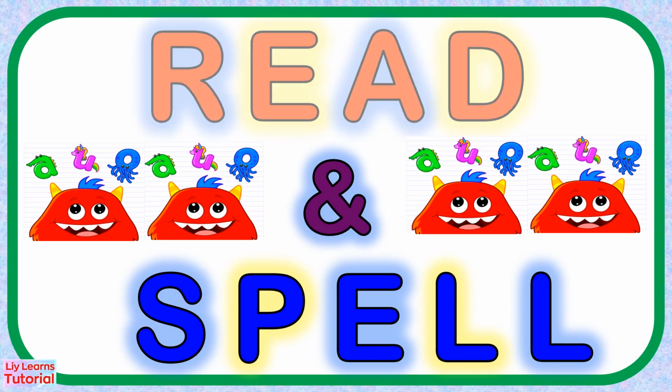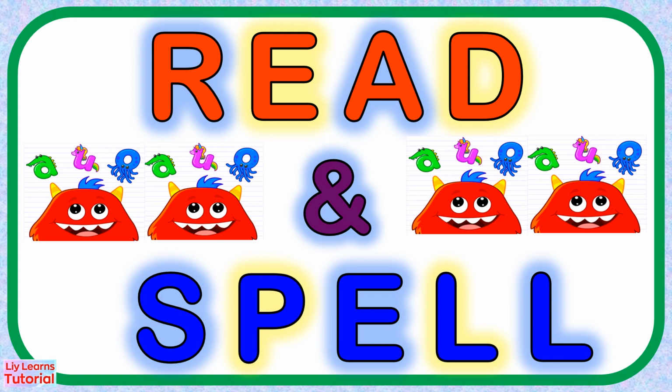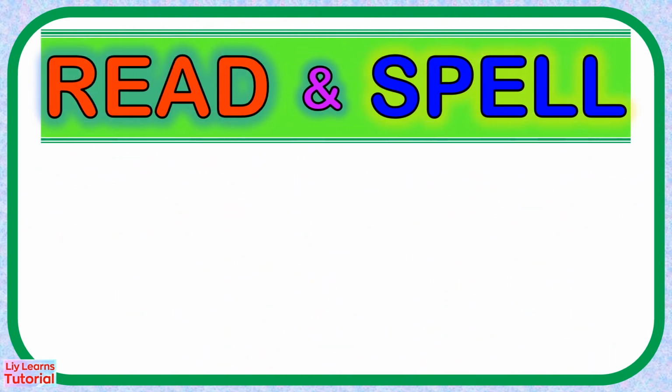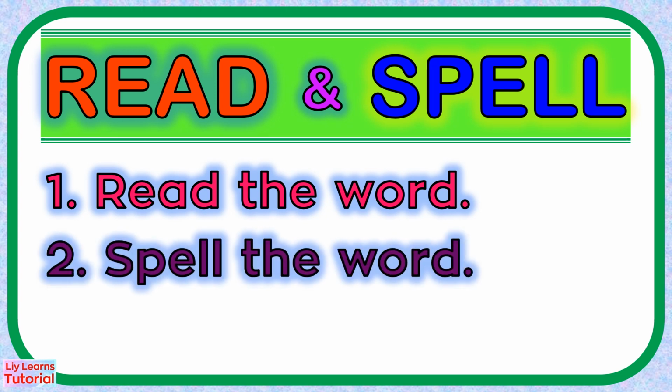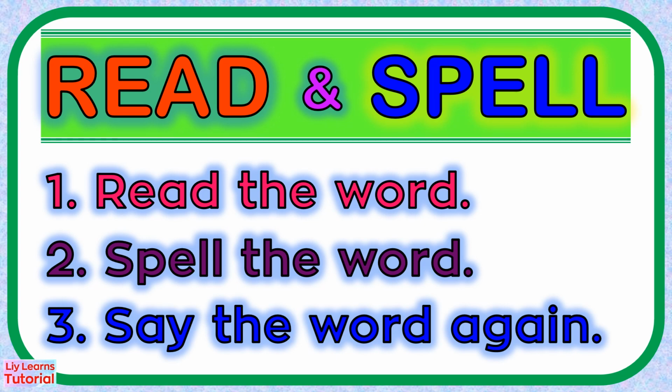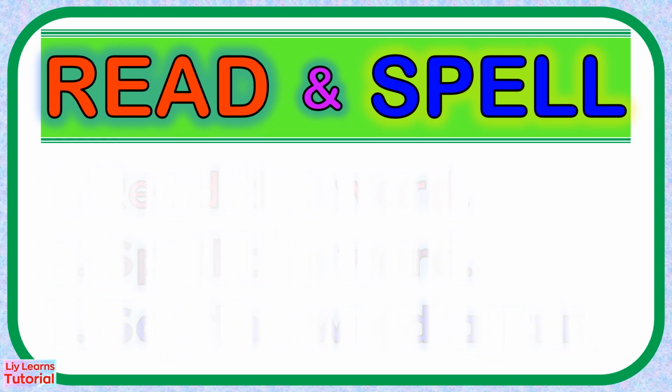Let's learn to read and spell. Here are the 3 steps to follow when we spell the word. 1. Read the word. 2. Spell the word. 3. Say the word again. Let's try to read and spell these words.